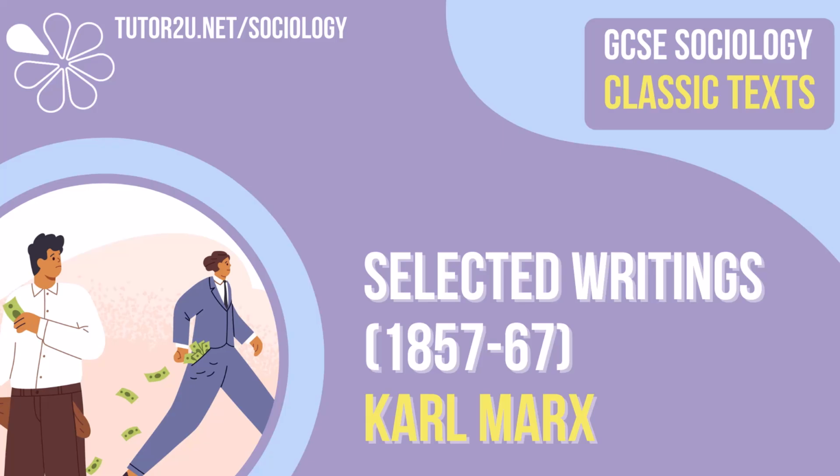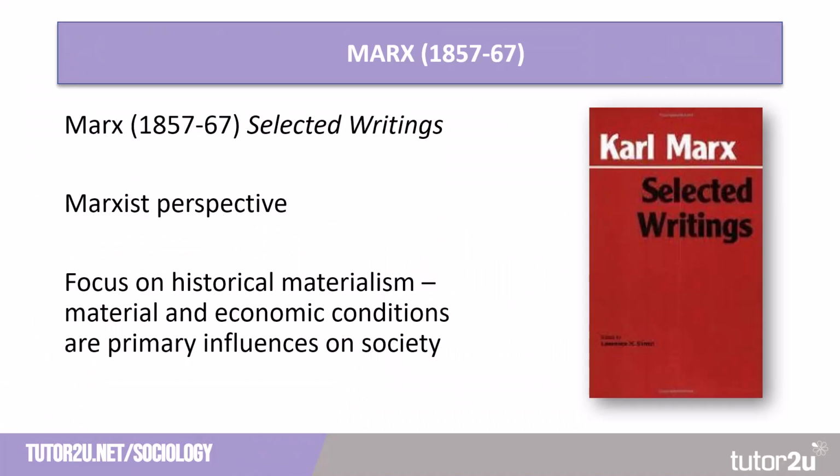In this video we're going to look at one of the classic texts, Selected Writings from 1857 to 67 by Karl Marx. Karl Marx was a revolutionary thinker whose ideas have shaped much of modern sociology, economics and political science. His selected writings from 1857 to 1867 include crucial works like Grundrisse, a contribution to the critique of political economy, and the first volume of Das Kapital.